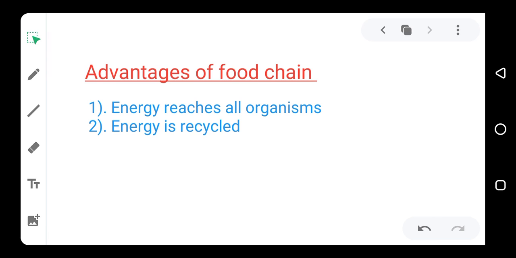Energy is also recycled from the producer, maybe the grass or vegetable. A human being will eat vegetables, and eventually the human being will die, and when we die we decompose, and another plant will grow from us, using our decaying body as a nutrient, and then the energy keeps circulating that way. So it helps to circulate the energy, and it also helps to recycle the energy. These are the advantages of a food chain, and I hope that this is very clear.